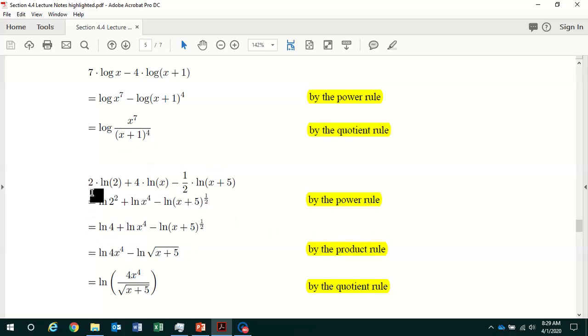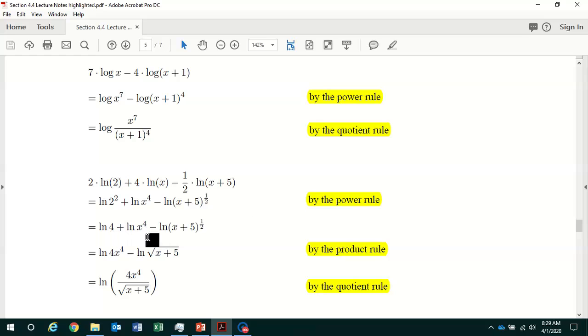In this last example, we have 2 times the natural log of 2 plus 4 times the natural log of x minus 1/2 times the natural log of x plus 5. Remember, the natural log is a log in base e, that special number in mathematics. So again, by the power rule, we can bring the 2 inside the logarithm and make an exponent on the number 2. In the second term, we can bring the 4 inside and make an exponent on x. And in the third term, ignore the minus sign, we can take the 1/2 and bring it inside and make an exponent on x plus 5.